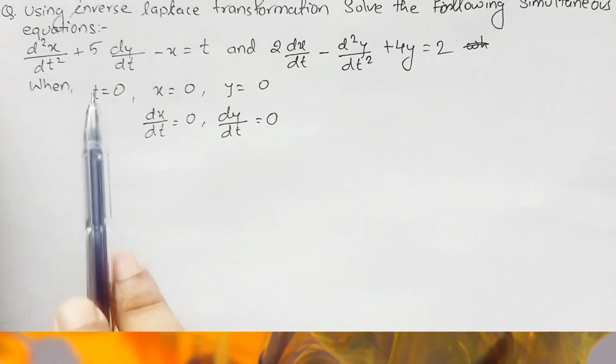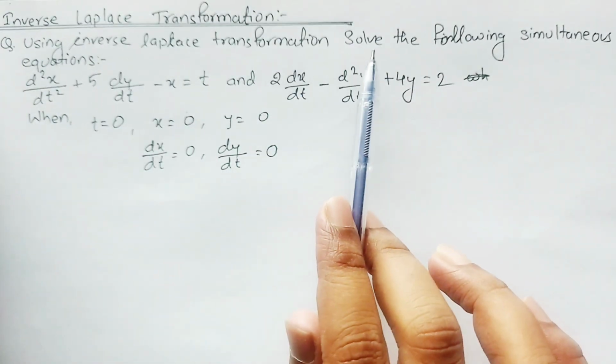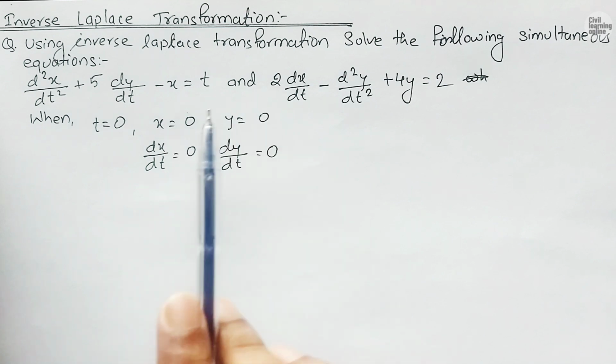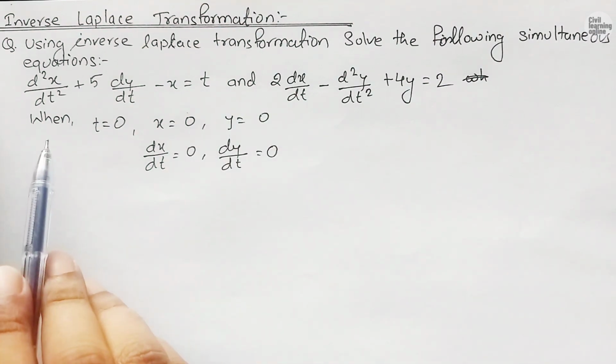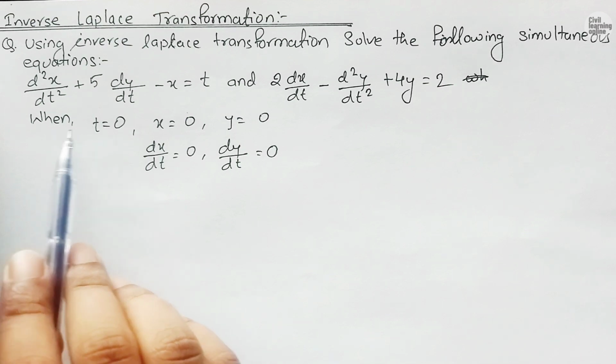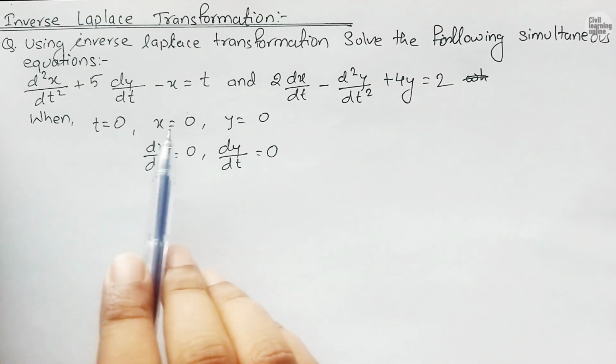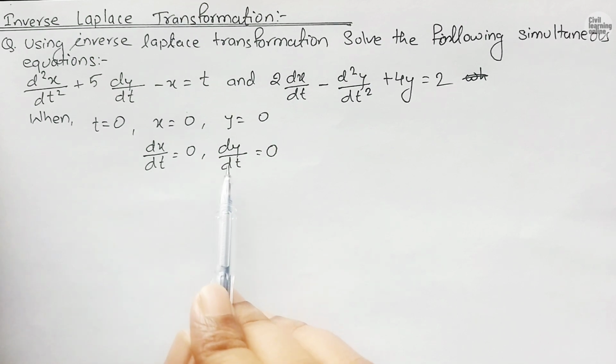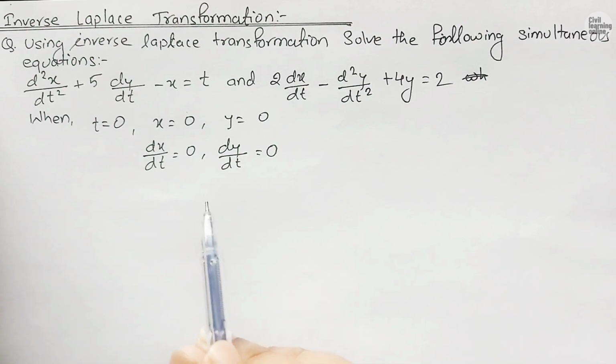So as you can see, we are asked to use the inverse Laplace transformation to solve the following simultaneous equations. We are provided with the two equations, and we are provided with the boundary conditions, that is at t equals 0, x equals 0 and y equals 0. Similarly, dx by dt equals 0 and dy by dt equals 0. These things will be provided to us in the numerical.